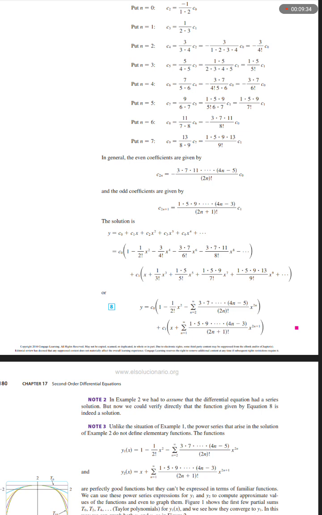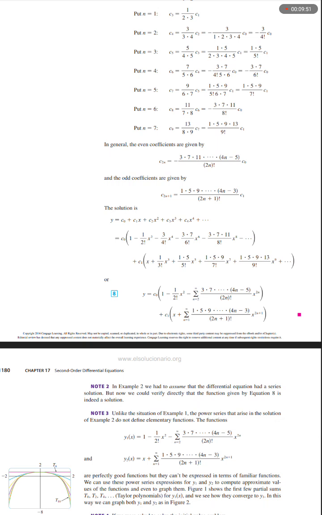Or, equation 8: y equals c_0 (1 minus 1 over 2 factorial x squared minus the sum from n equals 2 to infinity of 3 times 7 times ellipsis times (4n minus 5) over (2n) factorial x to the power 2n) plus c_1 (x plus the sum from n equals 1 to infinity of 1 times 5 times 9 times ellipsis times (4n minus 3) over (2n plus 1) factorial x to the power 2n plus 1).